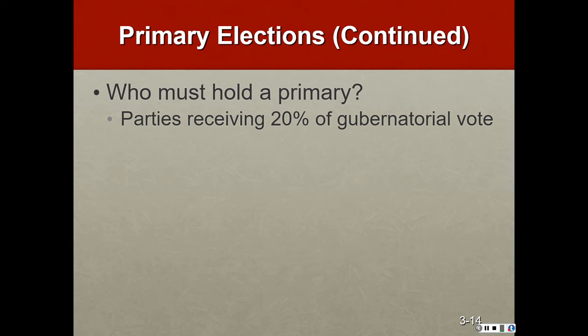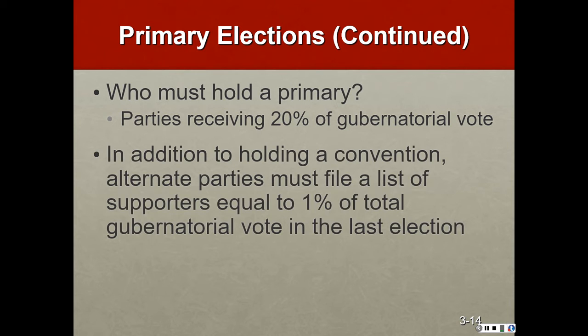Well, what about these third parties that run for governor? They don't have to have a primary, so how do they get on the governor's ballot? A little bit harder, but still relatively easy to do. If you are a third party and you want to get on the ballot, your party must hold a convention.